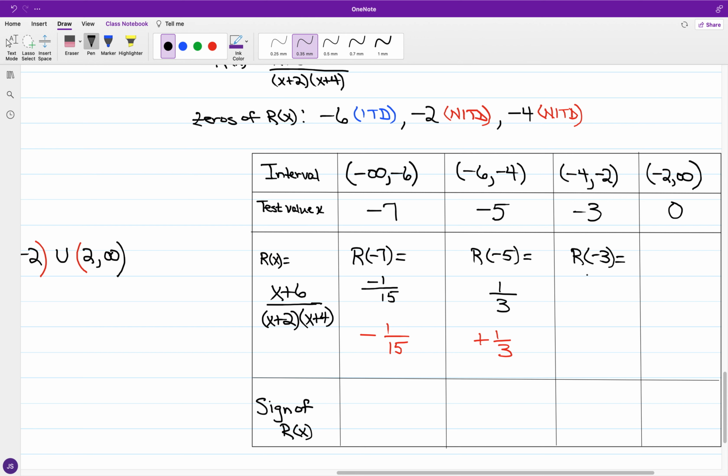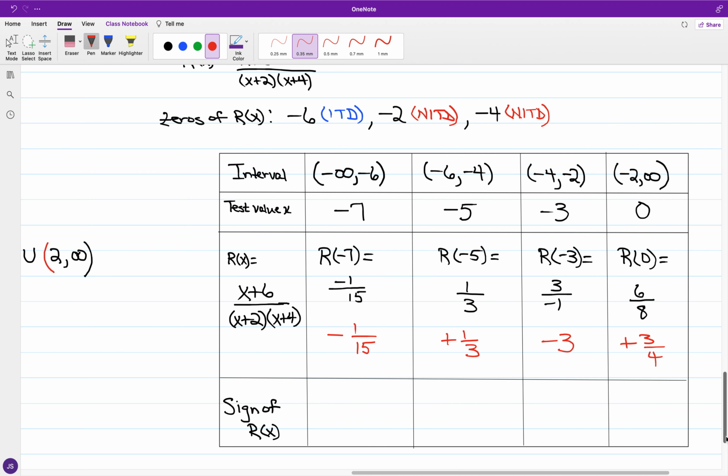And in the case of r of negative 3, we have negative 3 plus 6 is 3. Negative 3 plus 2, again that is going to be negative 1. Negative 3 plus 4 is 1, so you have negative 1 times 1, which is negative 1. So r of negative 3 will go to negative 3. Now for r of 0, we have 0 plus 6 is 6, and 2 times 4 is 8, and 6/8 is reducible to positive 3/4.